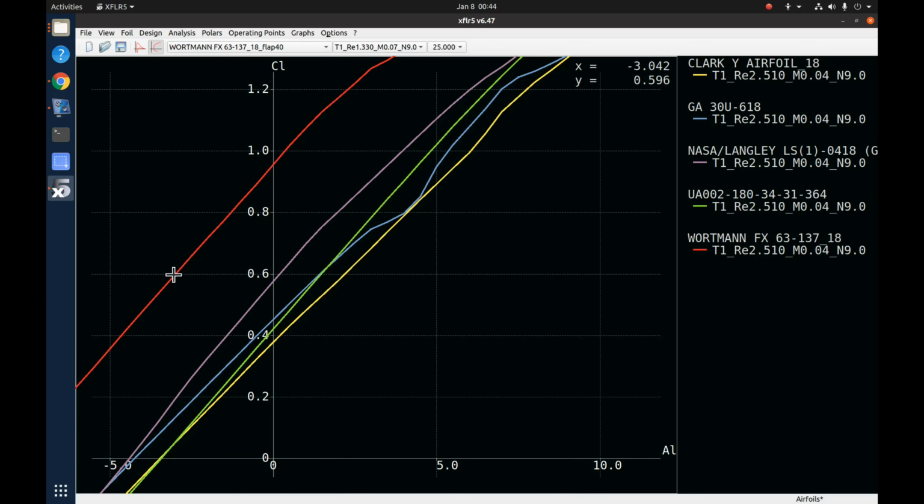And that's just because of that huge cusp on the trailing edge. It's like having a built-in flap. And so it's actually going to have to be angled down because it's going to have so much lift there. So that's why you have to have such a nose-down attitude.